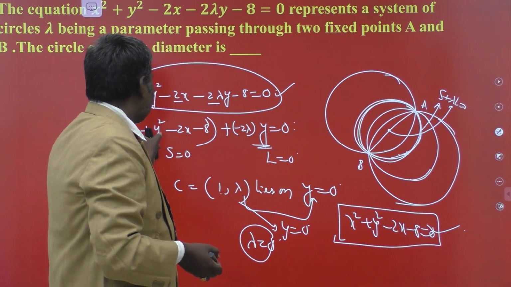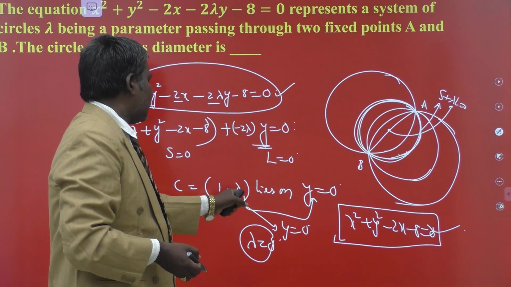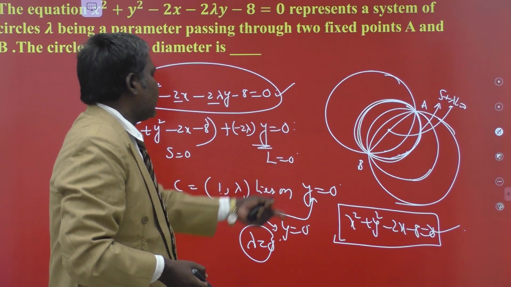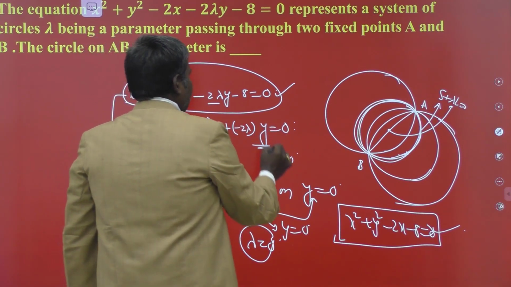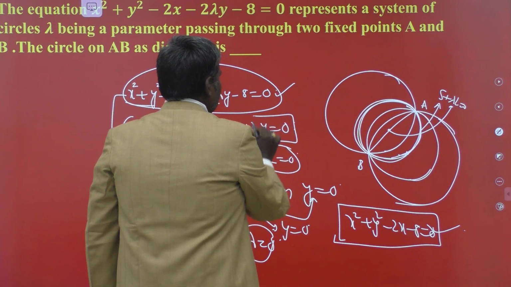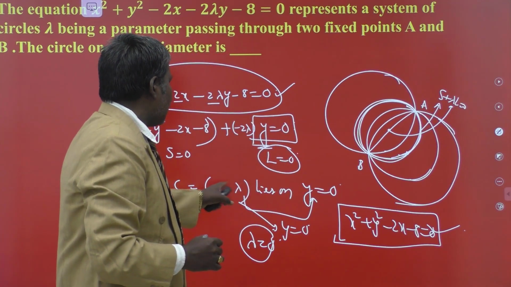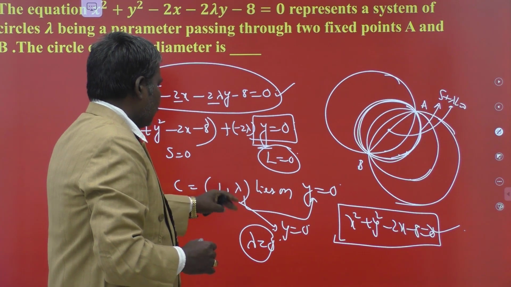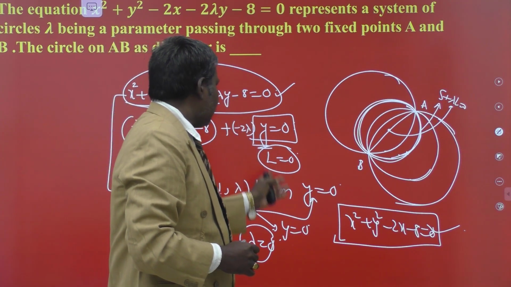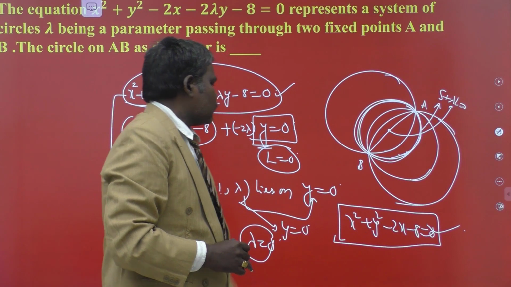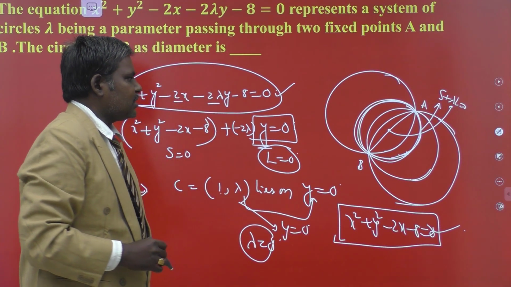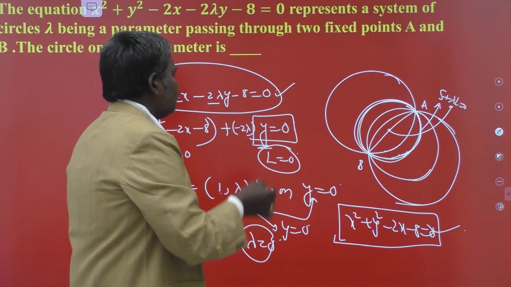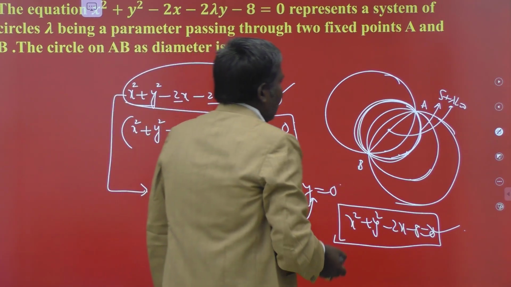Therefore, the center of this circle is (1, lambda). I am going to substitute (1, lambda) in its diameter, that is the radical axis. From this equation, the radical axis is y equals 0. Substitute (1, lambda) in y equals 0, and we obtain lambda equals 0. Put lambda equal to 0 in the above equation, and we obtain x square plus y square minus 2x minus 8 equal to 0. This is the answer: the circle in this system that has AB as diameter.